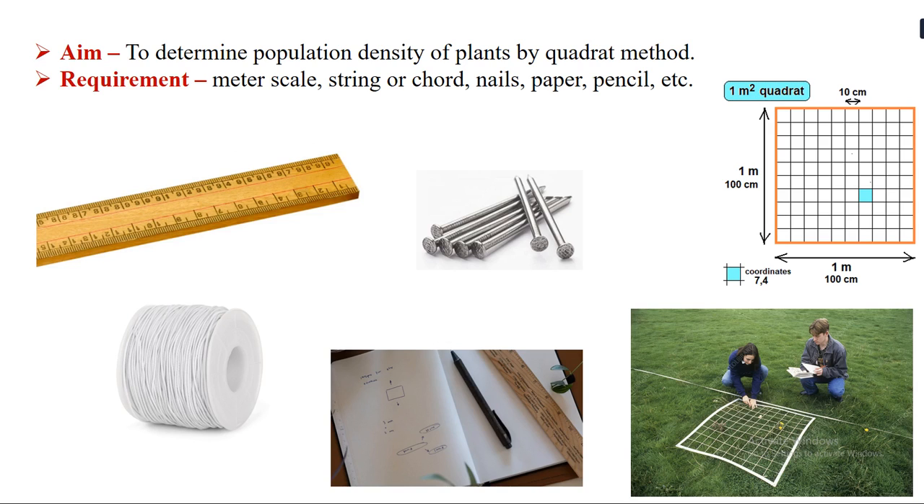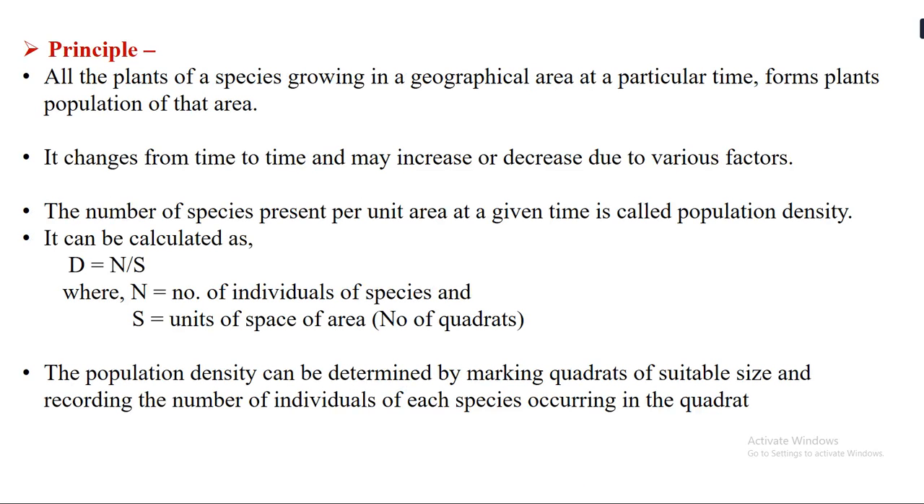Okay. So let us just quickly see the principle of this experiment. Now the principle of this experiment says that all the plants of a species growing in a geographical area at a particular time form the plant population of that area. So what is a plant population of a particular area? The plant species growing in any geographical area at a particular time. It forms the plant population of that area.